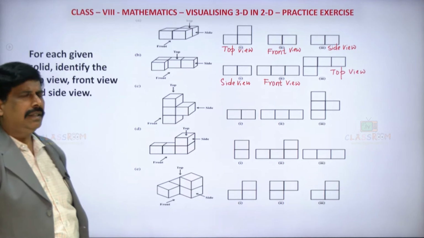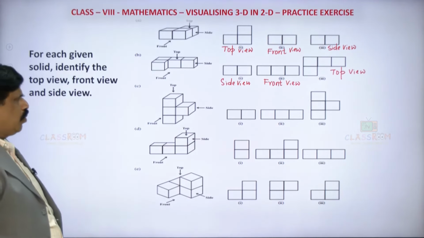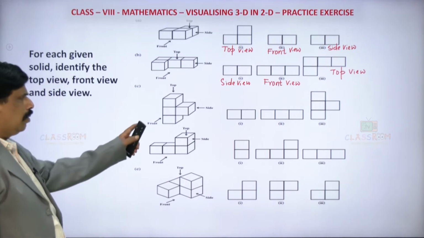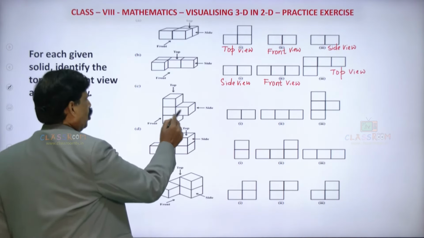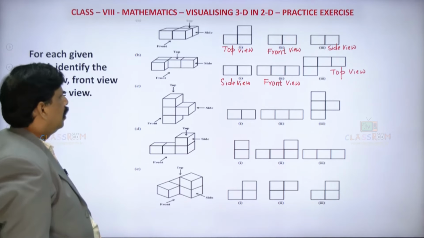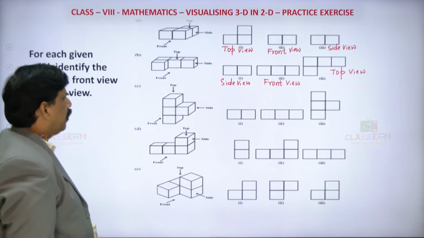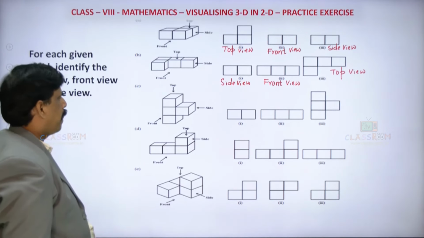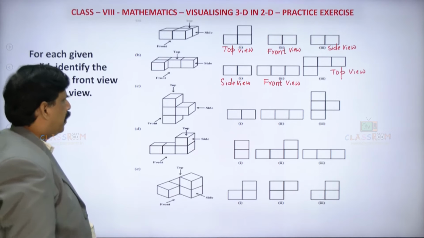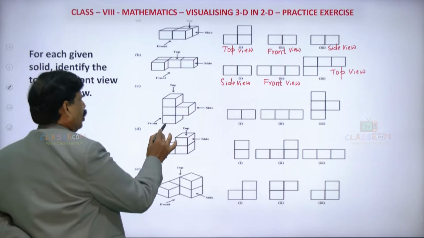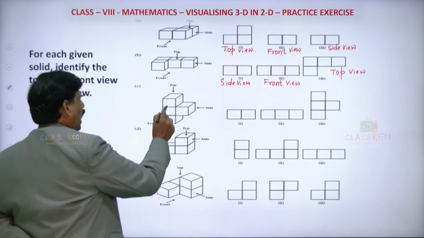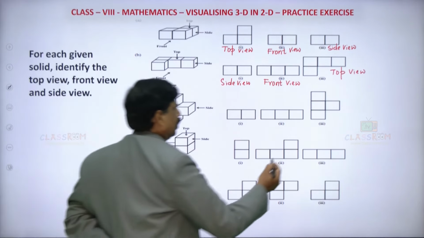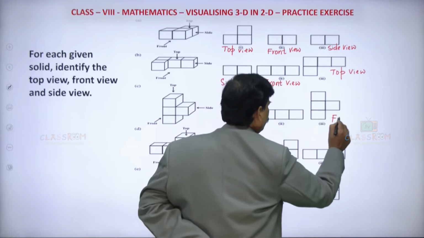Is it clear? Now, look at the next one here. See, there are three boxes and one more box is like this. So when we are looking from the front, how it will be? We are able to see these three and this one. We are looking from this front. If I look, I can see the three and this one. So where is this? Here it is. So this is the front view.